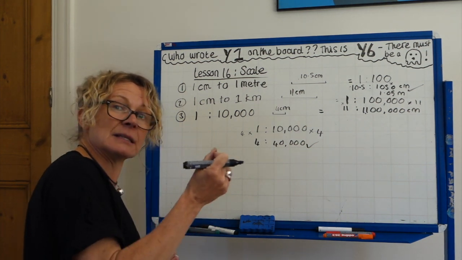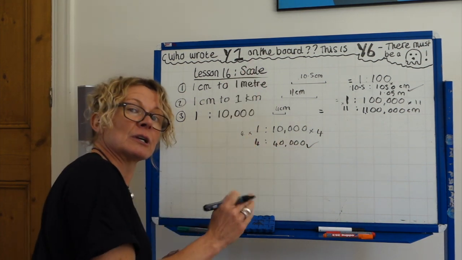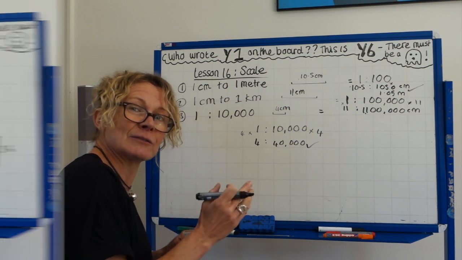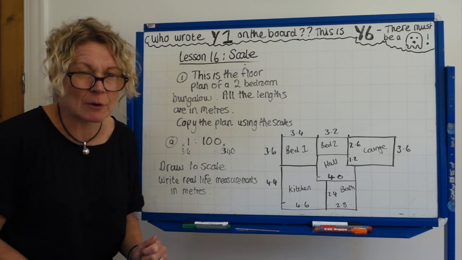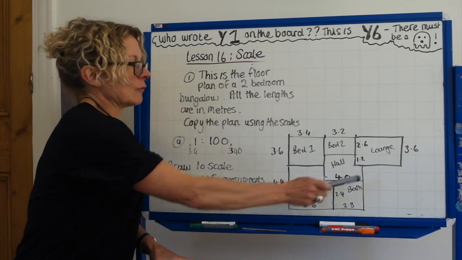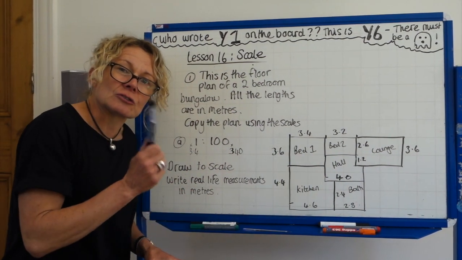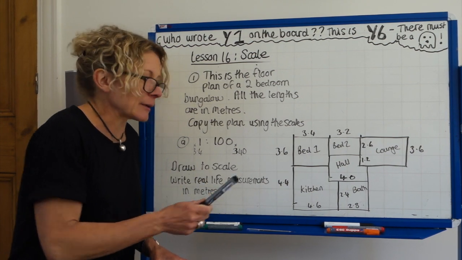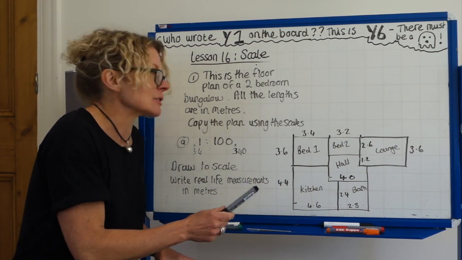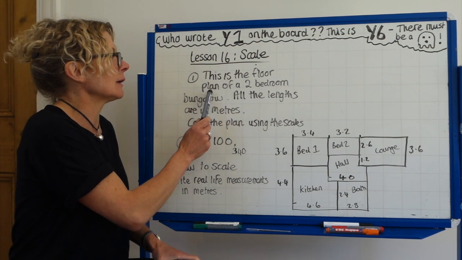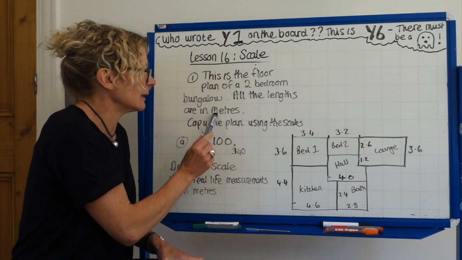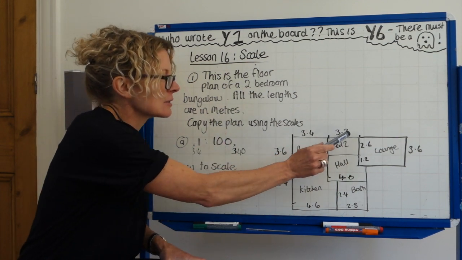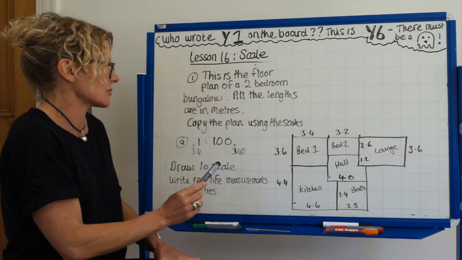Right, I'm going to leave you for a second, reset the board, and then I'll leave you to do those for tomorrow. Right, so here are the problems to solve for tomorrow. We have got a floor plan here, not drawn to scale. I might add very, very quickly because I'm drawing it on a board. Quite tricky to do. Okay, this is the floor plan of a 2-bedroom bungalow. All these lengths are in metres, 3.4 metres, 3.2 metres, etc, etc.